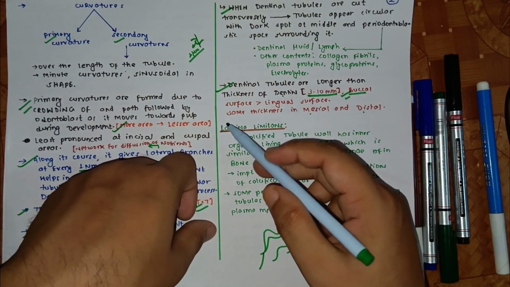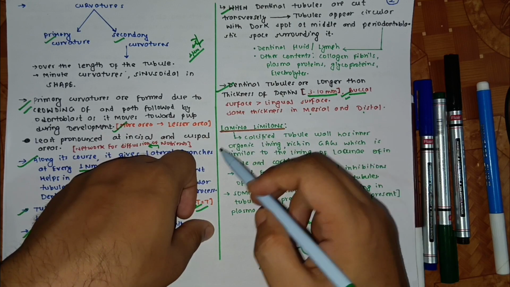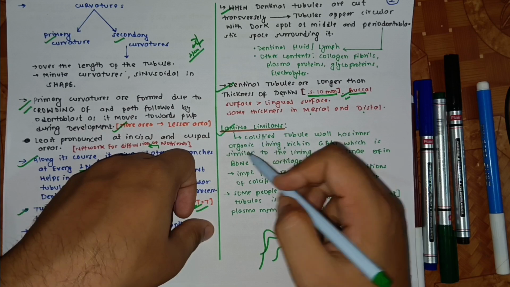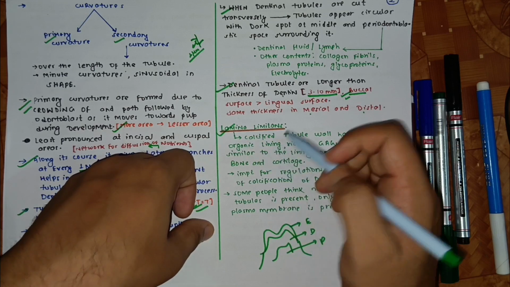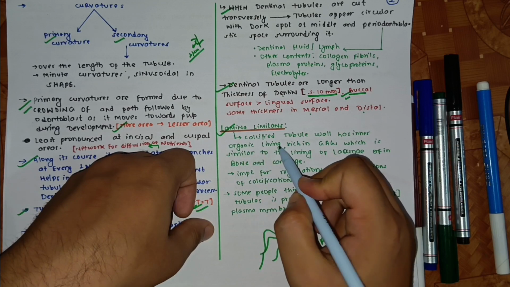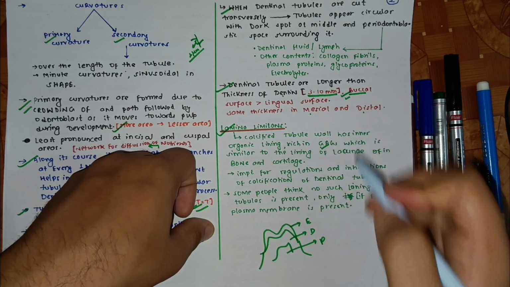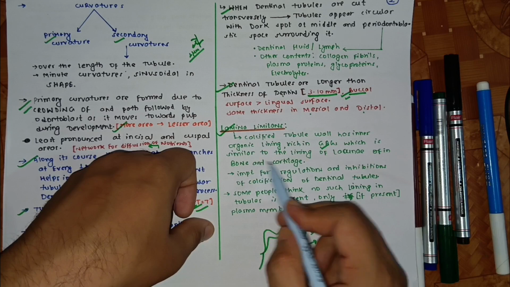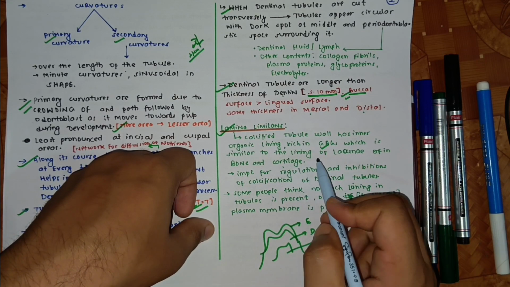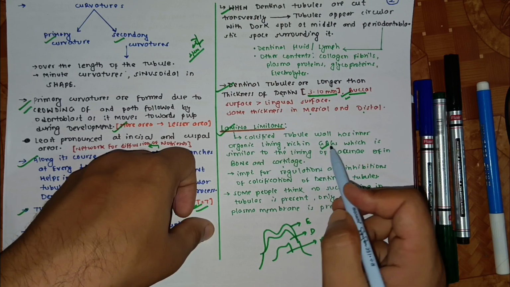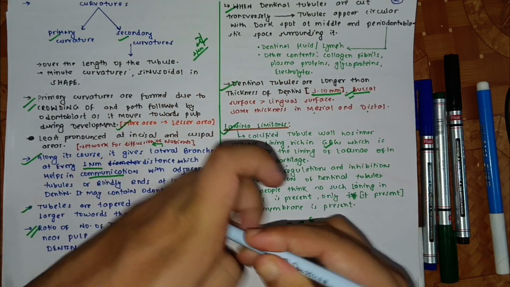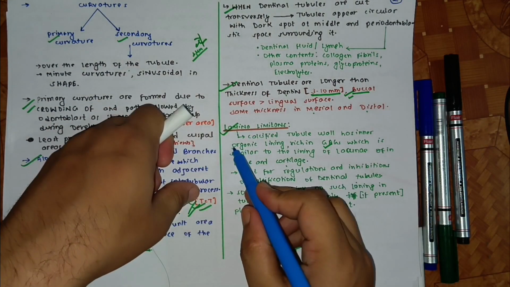After covering this, our next subtopic of the dentinal tubule is the lamina limitans, which is also very important. The lamina limitans is a calcified tubule wall with an inner organic lining that is rich in glycosaminoglycans, or GAGs, similar to the lining of the lacunae in bone and cartilage. You have studied this in general anatomy. This is an organic lining.